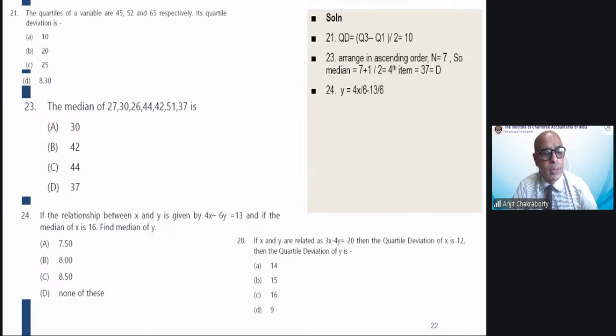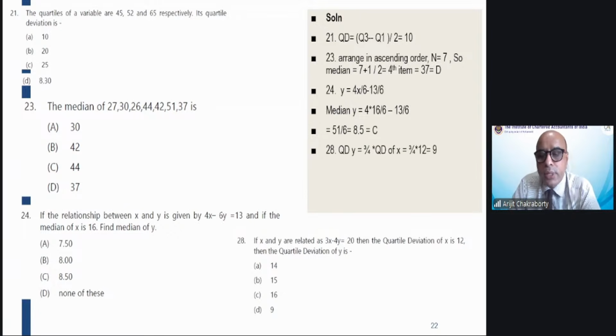For the next question, 24th, 4x minus 6y equal to 13. So we can arrange it and write y as 4x by 6 minus 13 by 6 on transposing. We know the median is given, median is 16. So it is 4 into 16 by 6 minus 13 by 6, and the answer comes to 8.5. Option C is the right answer.